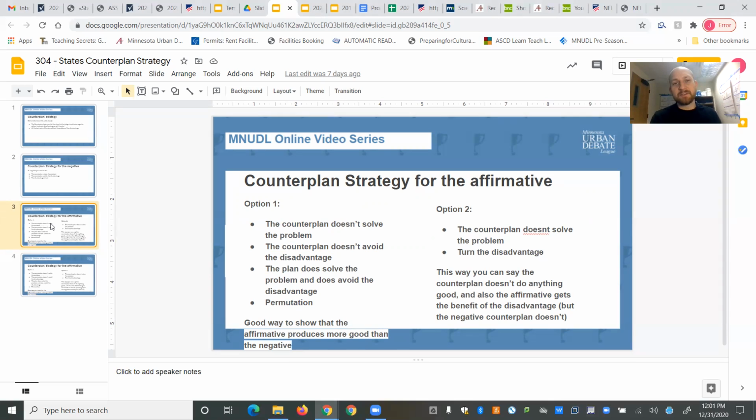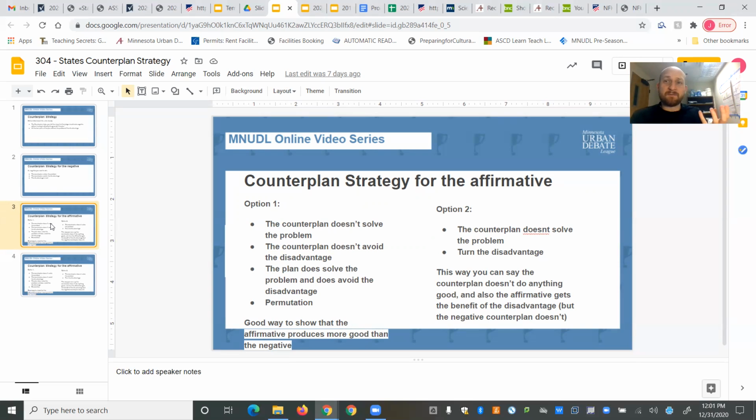The third part of this option is you should say that the plan does solve the problem and does avoid the disadvantage. So again, you have to go back to your 1AC and you have to say, in the 1AC, we said, if you pass the plan, it'll do these good things. You have to go back and reiterate that. And, if the negative is doing their job right, if they run this counterplan, they really shouldn't be disagreeing with the affirmative because they want to solve the same problems in mostly the same way.